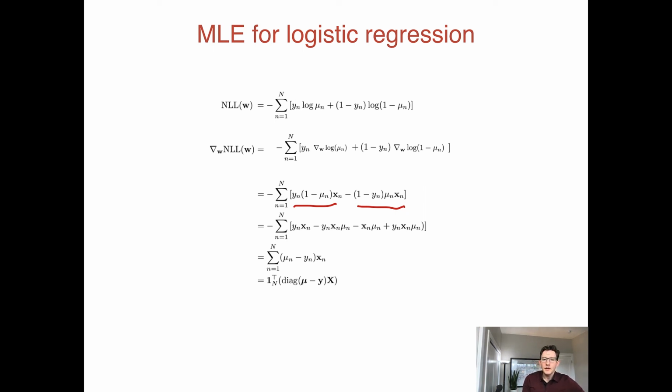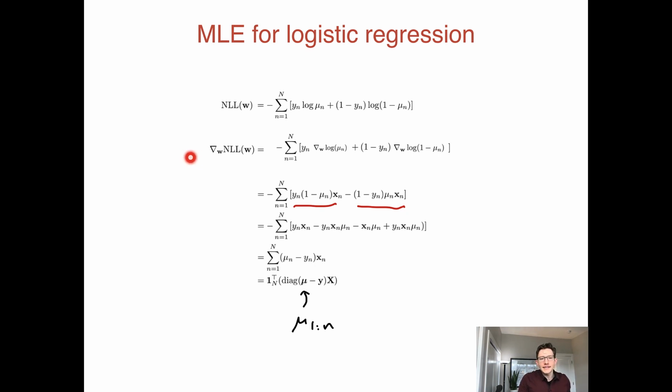And by the way, we can write this in a vector notation as well if we want. Here we have the vector of mu's for all of our examples. So we can do this in vector form too. This is an n-dimensional vector minus another n-dimensional vector times an n by d matrix. So this is our gradient of our negative log likelihood.